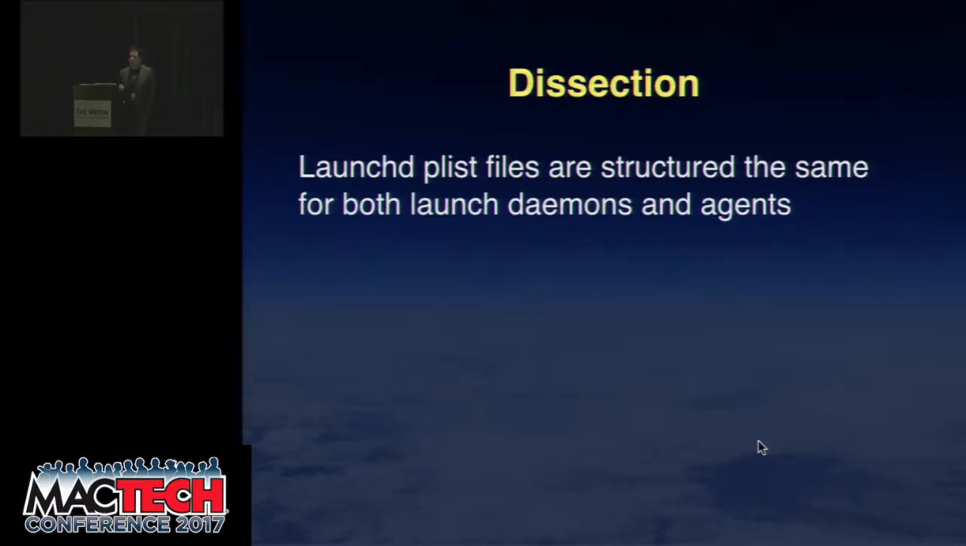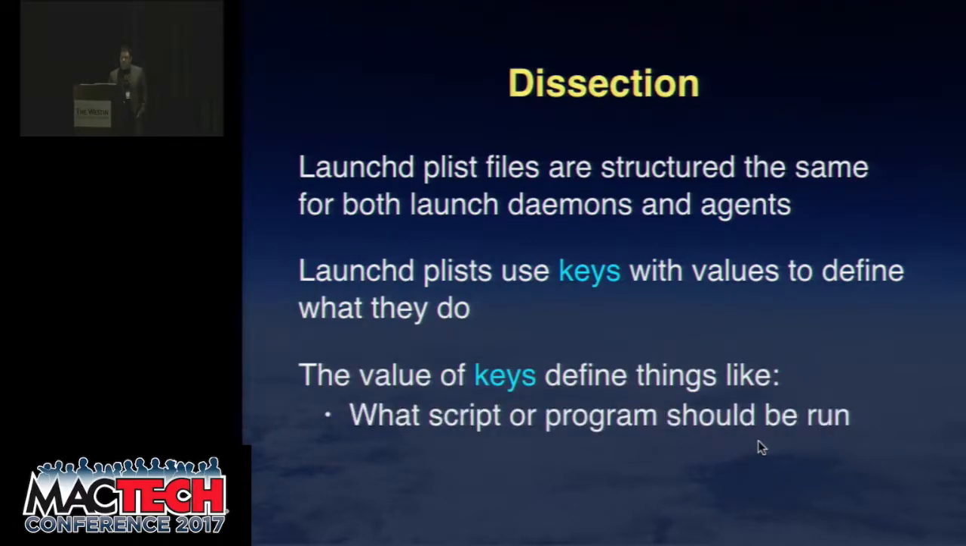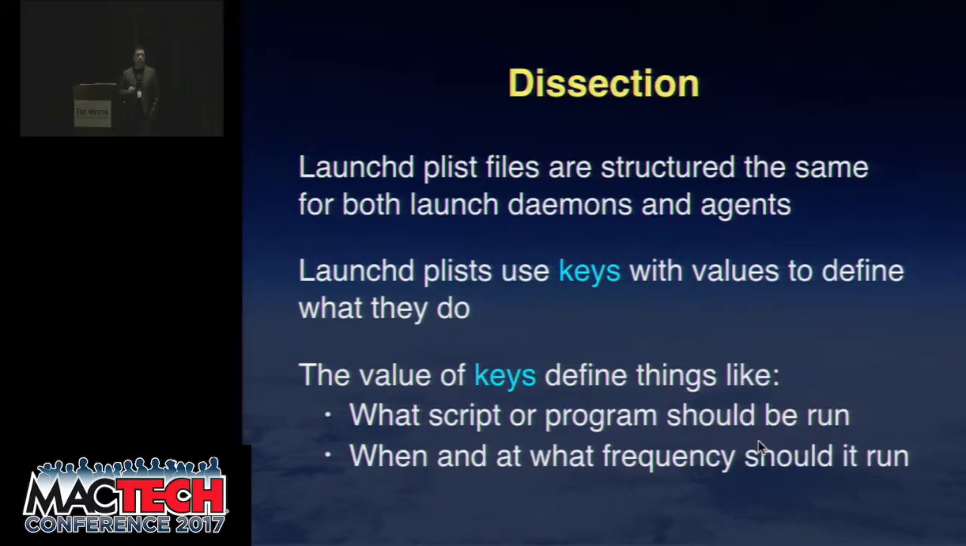Launchd plist files are structured the same for both launch daemons and agents, so they use the exact same format. And launchd plists use keys to define what they do. Those keys include things like what script or program should run, and when or at what frequency it should run. So at the core, that is what a launchd plist does: what do I run, and when do I run it, or at what frequency?